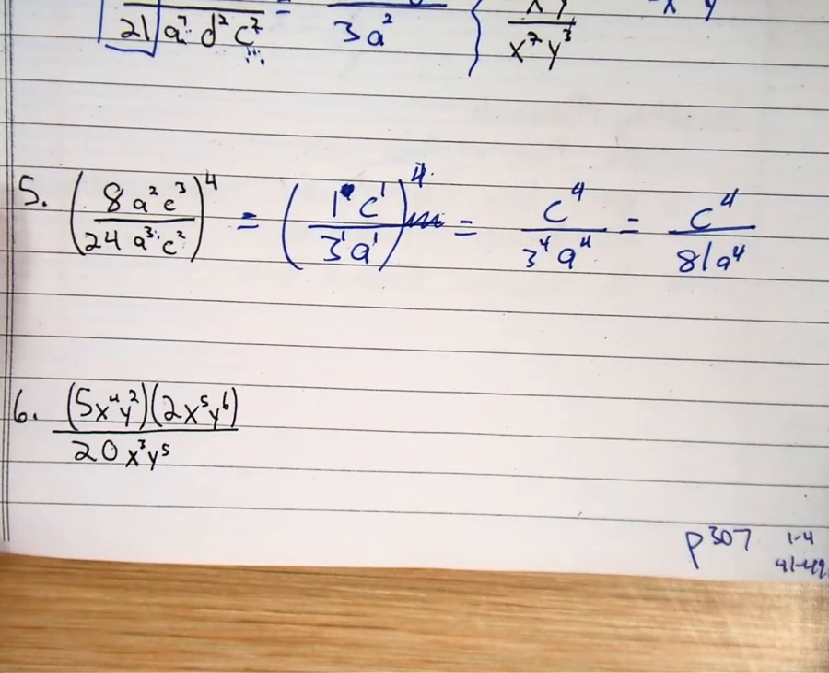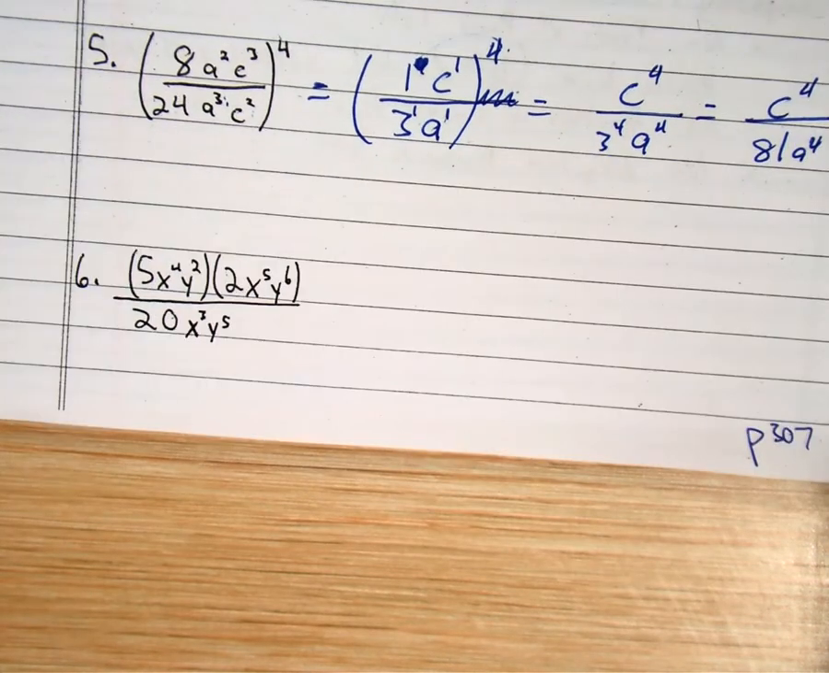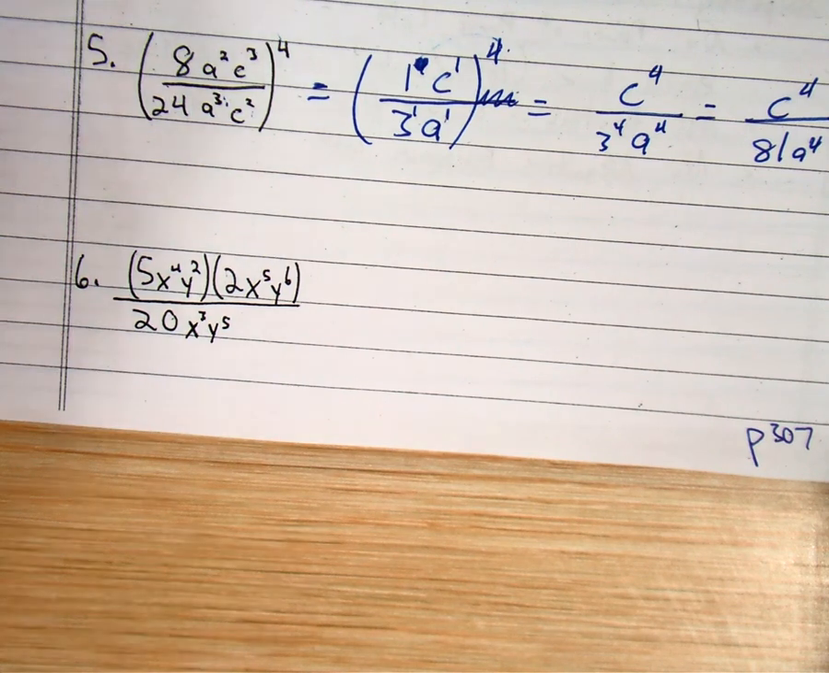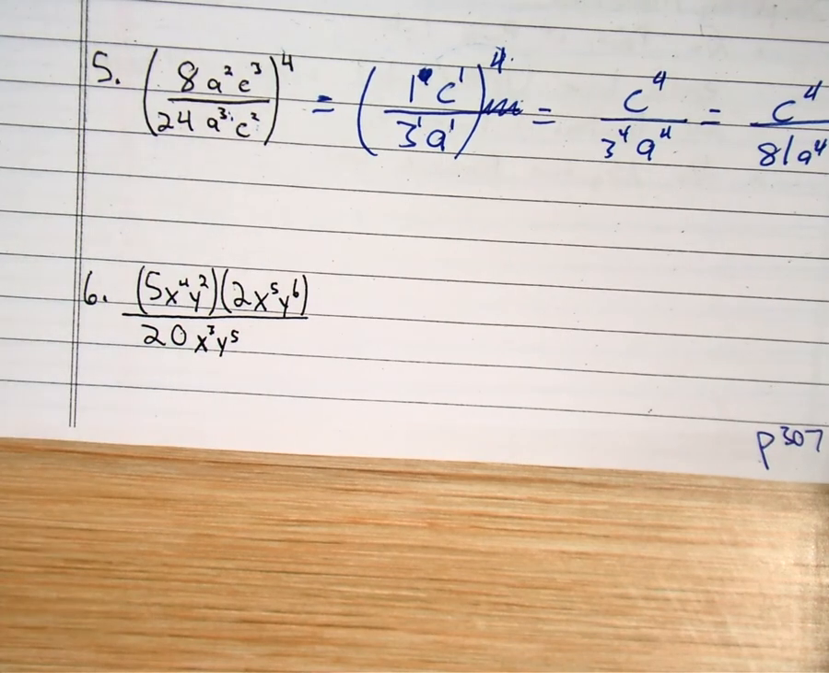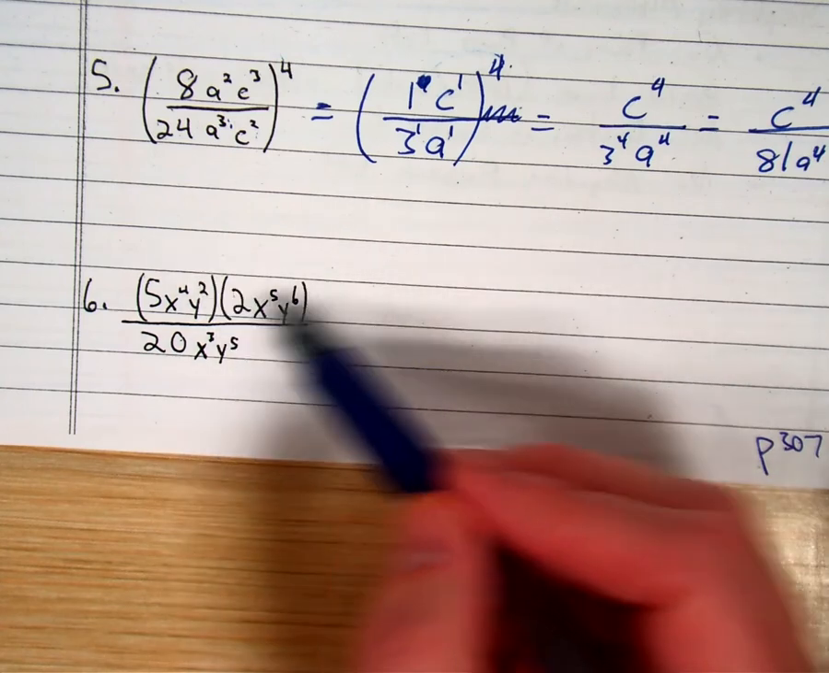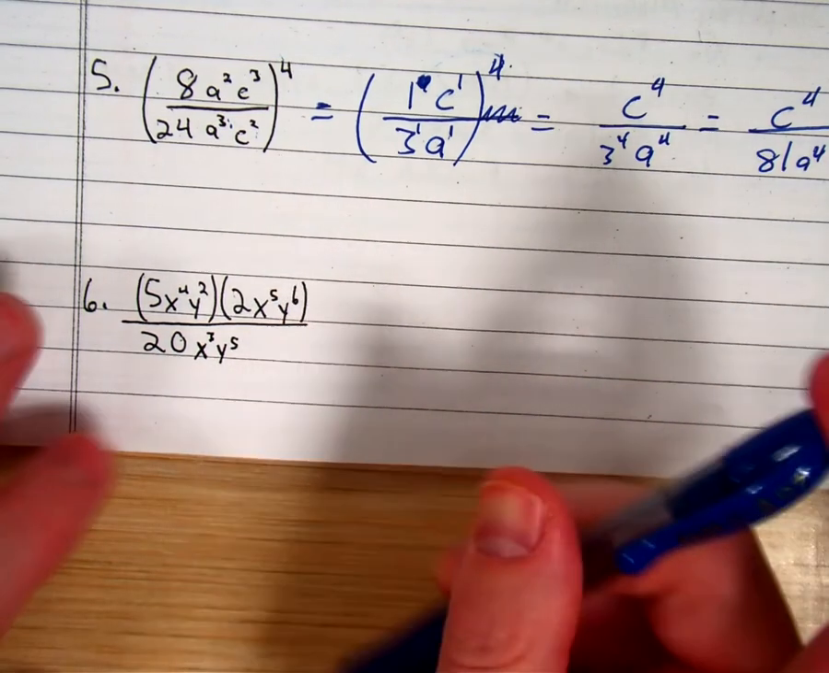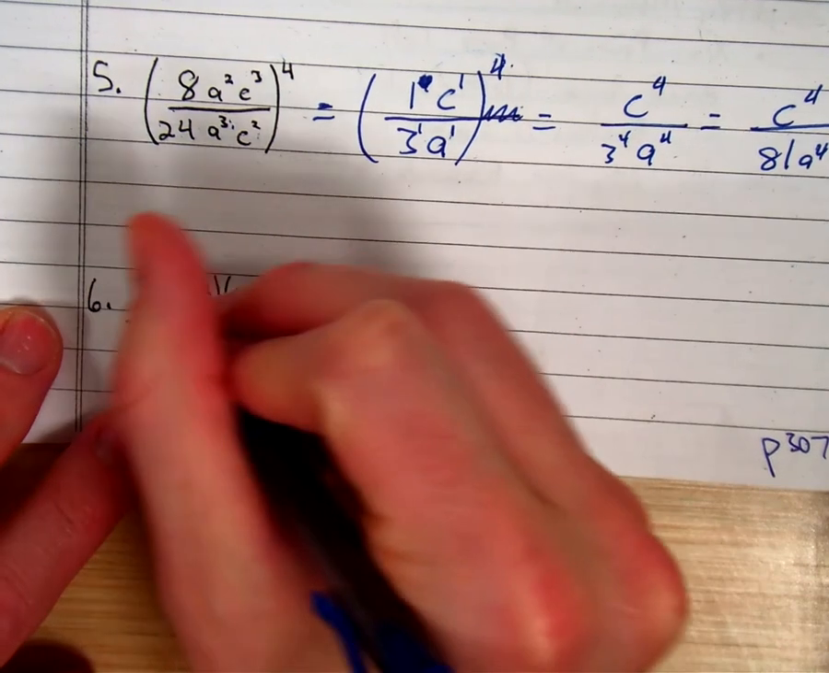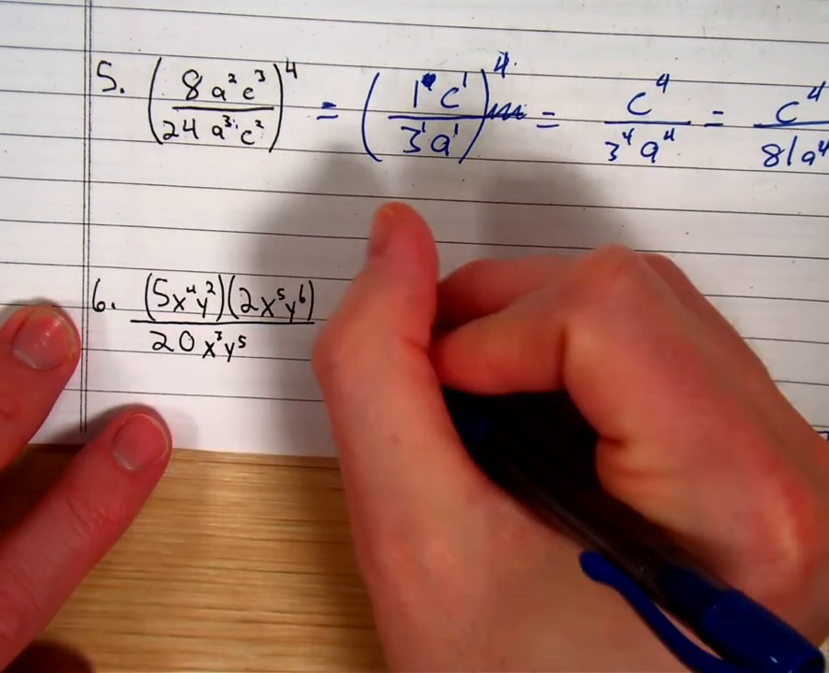Okay, last one, we have 5 times x to the 4th y to the 2nd times 2x to the 5th y to the 6th, all of that over 20x to the 3rd y to the 5th. Because this is all multiplication and division, and there's no addition or subtraction, really you could do this in any order. You could simplify these and then multiply, or you can multiply and then divide, or whatever you want to do here. I would recommend taking care of the top and then reducing with the bottom.